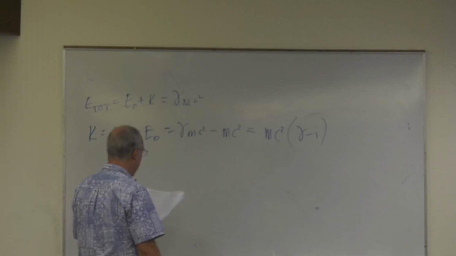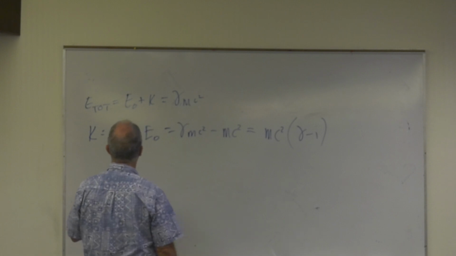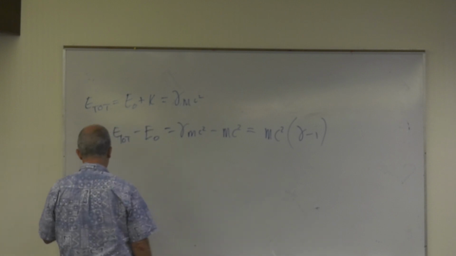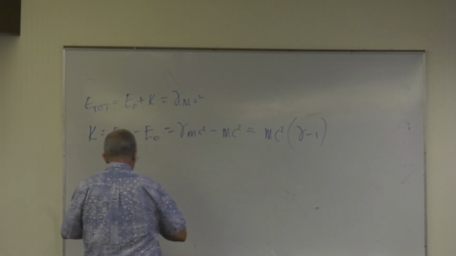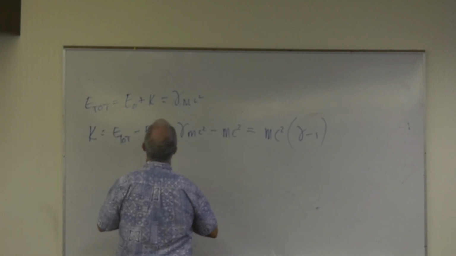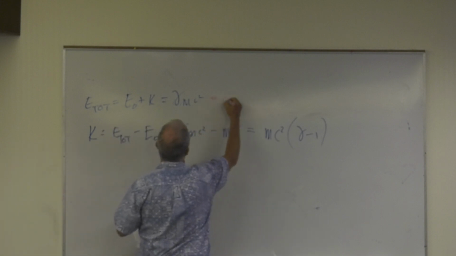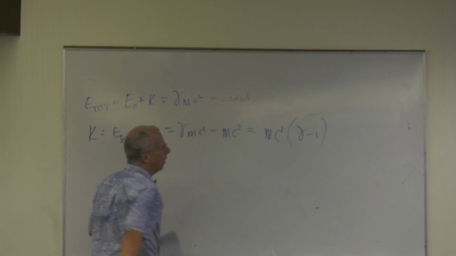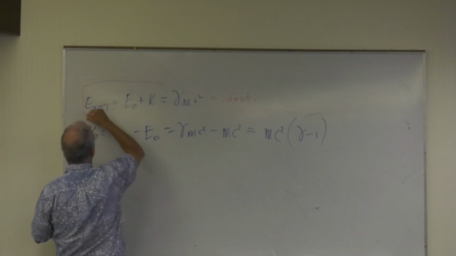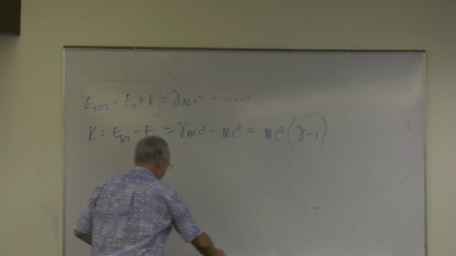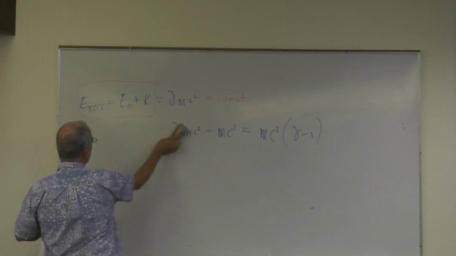Let's write this equation here in a more useful way. This is constant, right? Because total energy is conserved. So this is constant. Let's write this in a more useful way that we can use again and again.